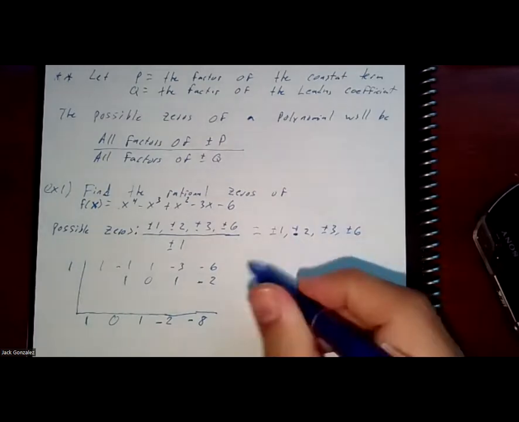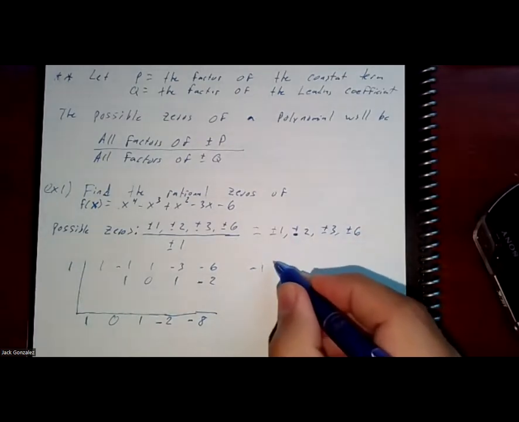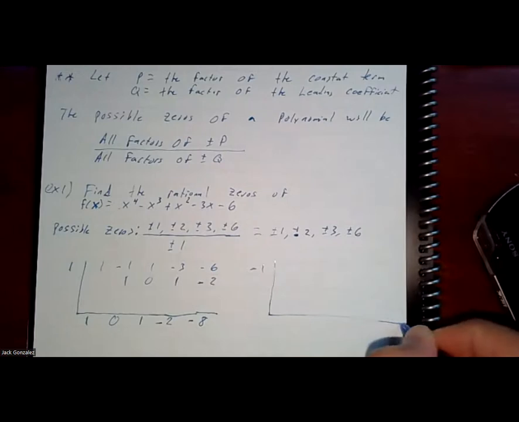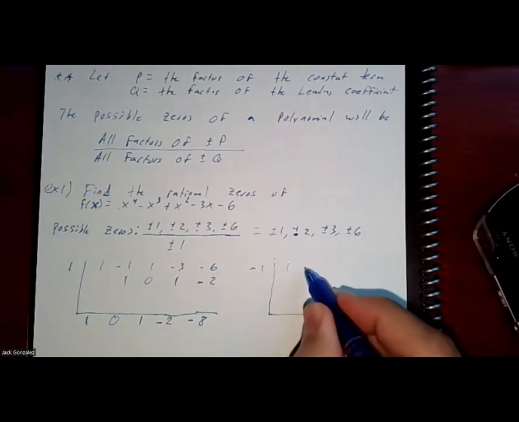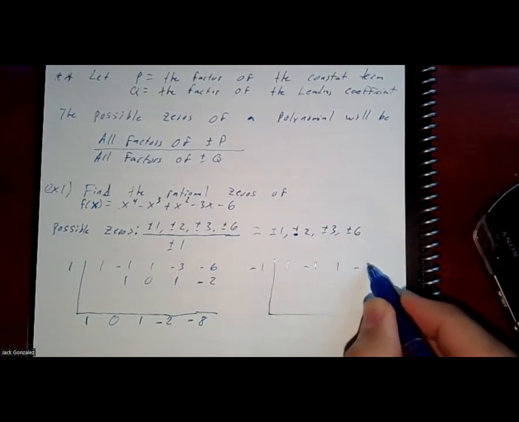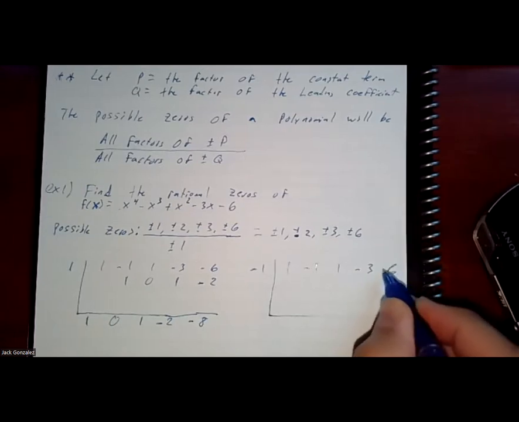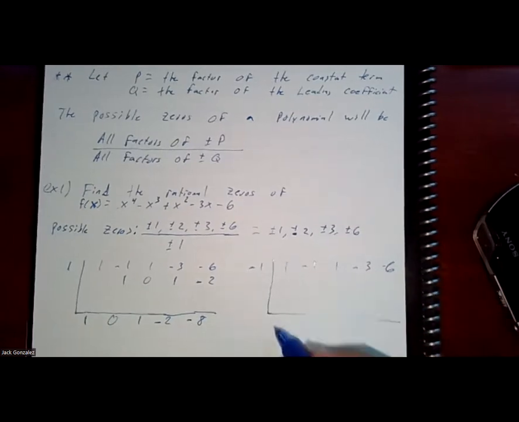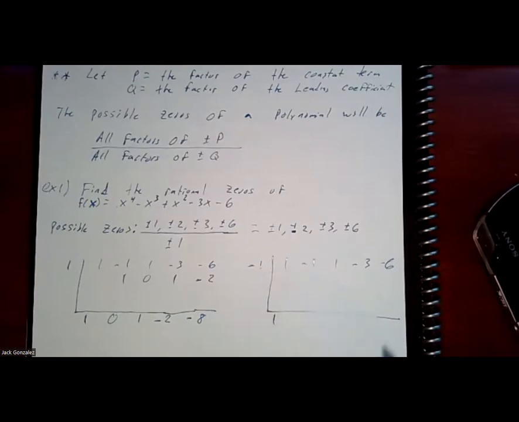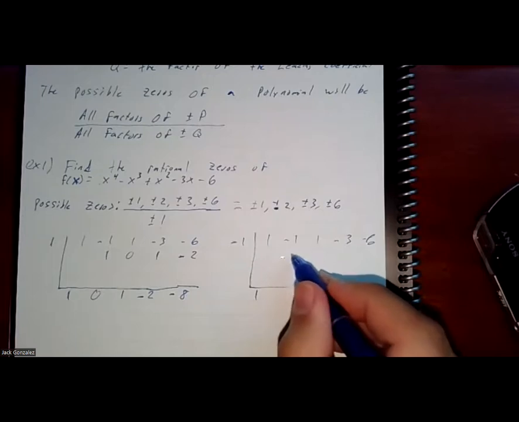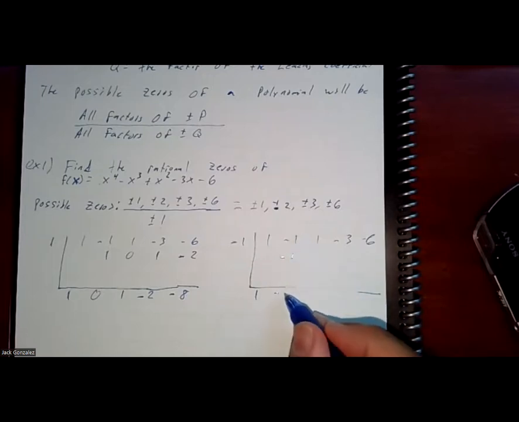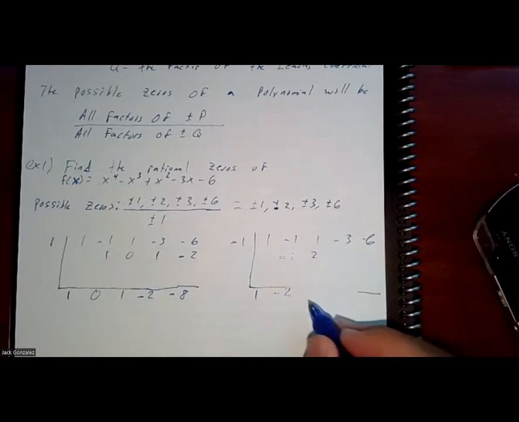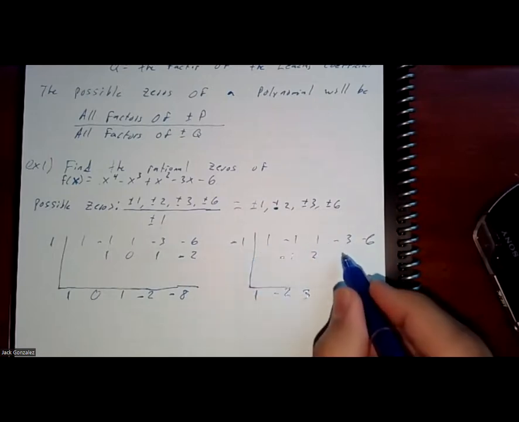So let's try it again with negative 1. So 1 minus 1, 1 minus 3, 6. Bring down the 1. Negative 1 times 1 is negative 1. Negative 1 plus negative 1. Negative 1 times negative 2. Add these up. Negative 1 times 3 is a 0.